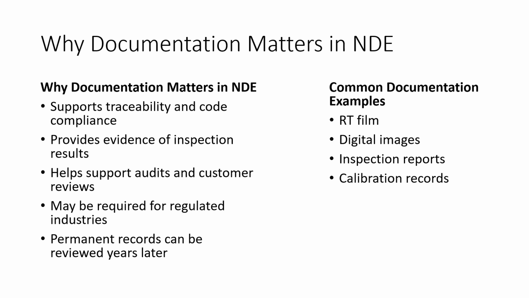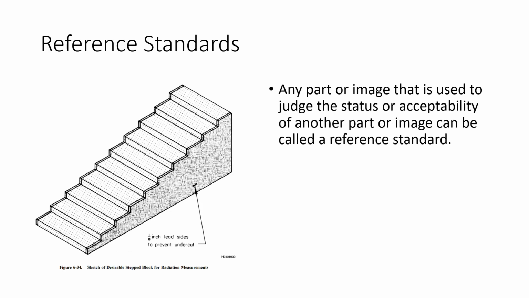And then there's common types of documentation: RT film, digital images. Now that we're in the digital age, and have been for years, hey, we took a picture of this. This is what we got. Inspection reports and calibration records. These are all common examples of documentation that might be kept.